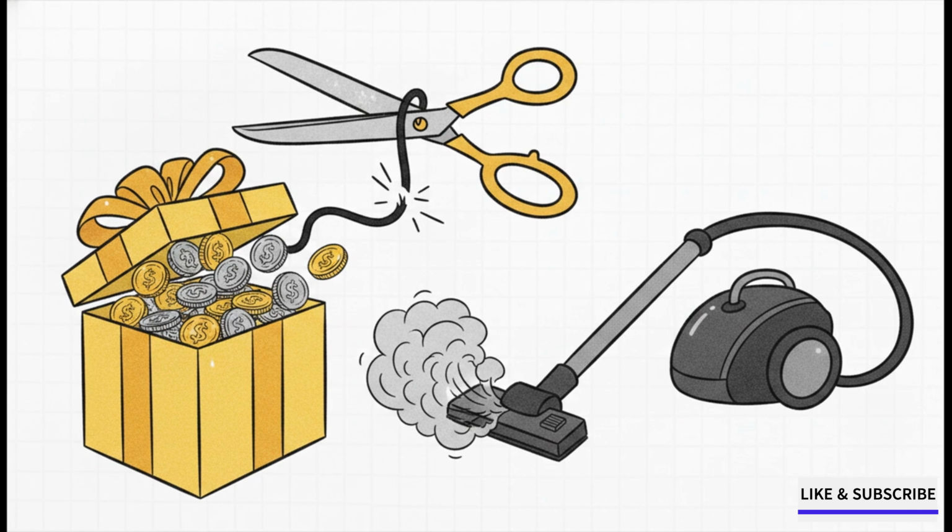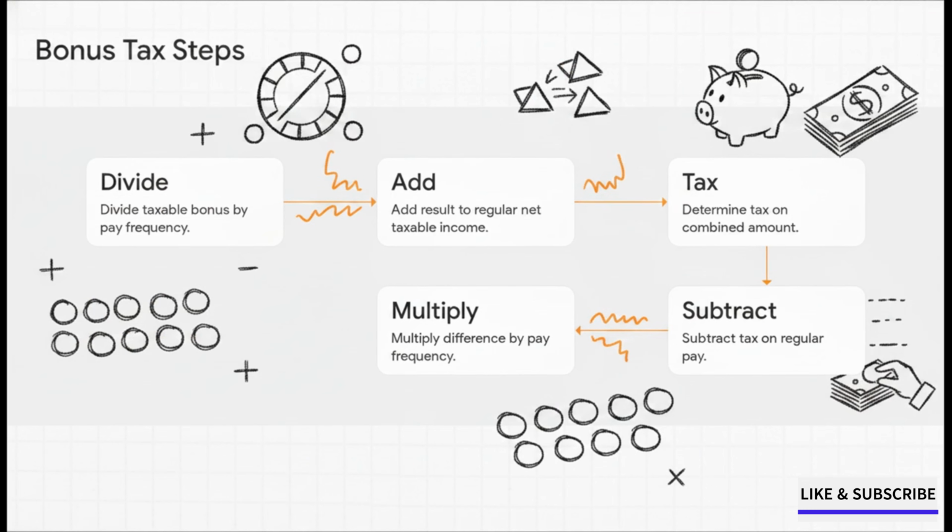Next is the bonus tax method. The whole point of this method is simple. It prevents overtaxation on irregular payments, like your annual bonus or a payout of unused vacation time. Let's see how this actually works. Don't worry, it's a logical recipe, not advanced calculus.